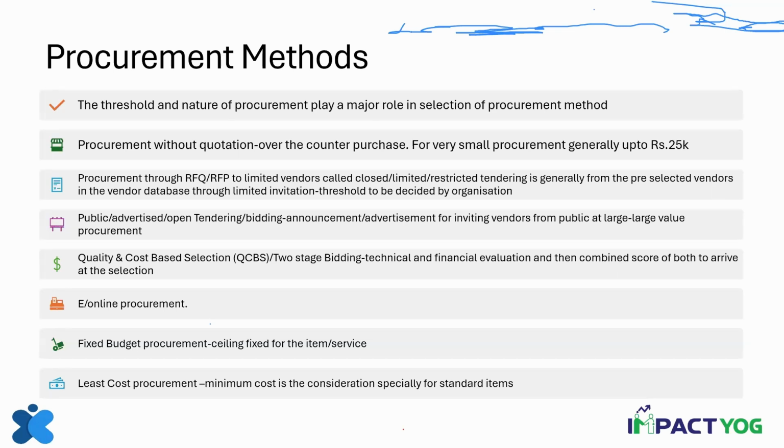The second procurement method is through RFQ. So when we say RFQ, it is request for quotation. For goods, we ask for quotation. For consulting services, we ask for proposal. That is the distinction between RFQ and RFP, to limited vendors. This is a closed or limited or restricted tendering.